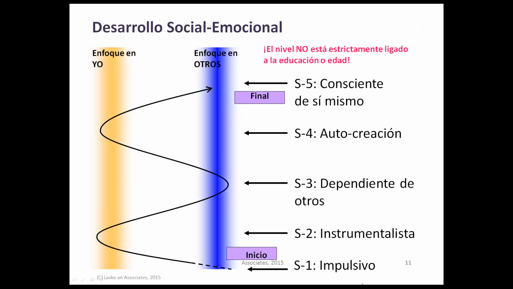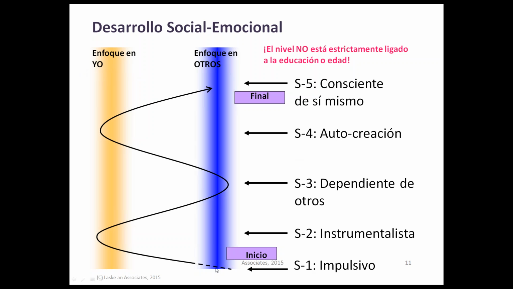This is a theory by Keegan, which I have refined. You can see the etapas: impulso, instrumentalisto, dependiente de otros, autocreación, consciente de sí mismo. These levels, this is the low level, 1, and 5 is the high level, and between them are 4 intermediate levels. They are here shown to be defined by enfoque on yo and enfoque on otros.